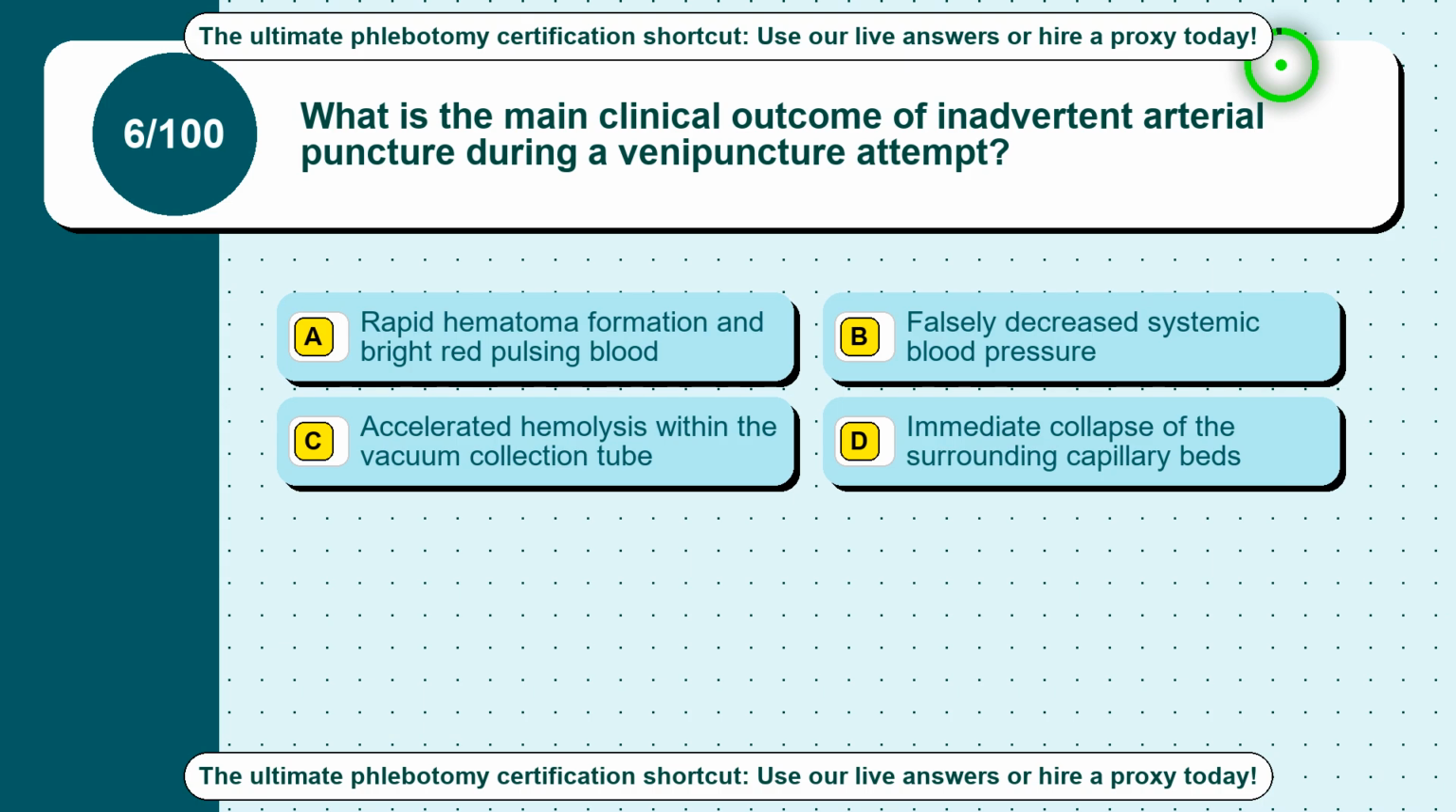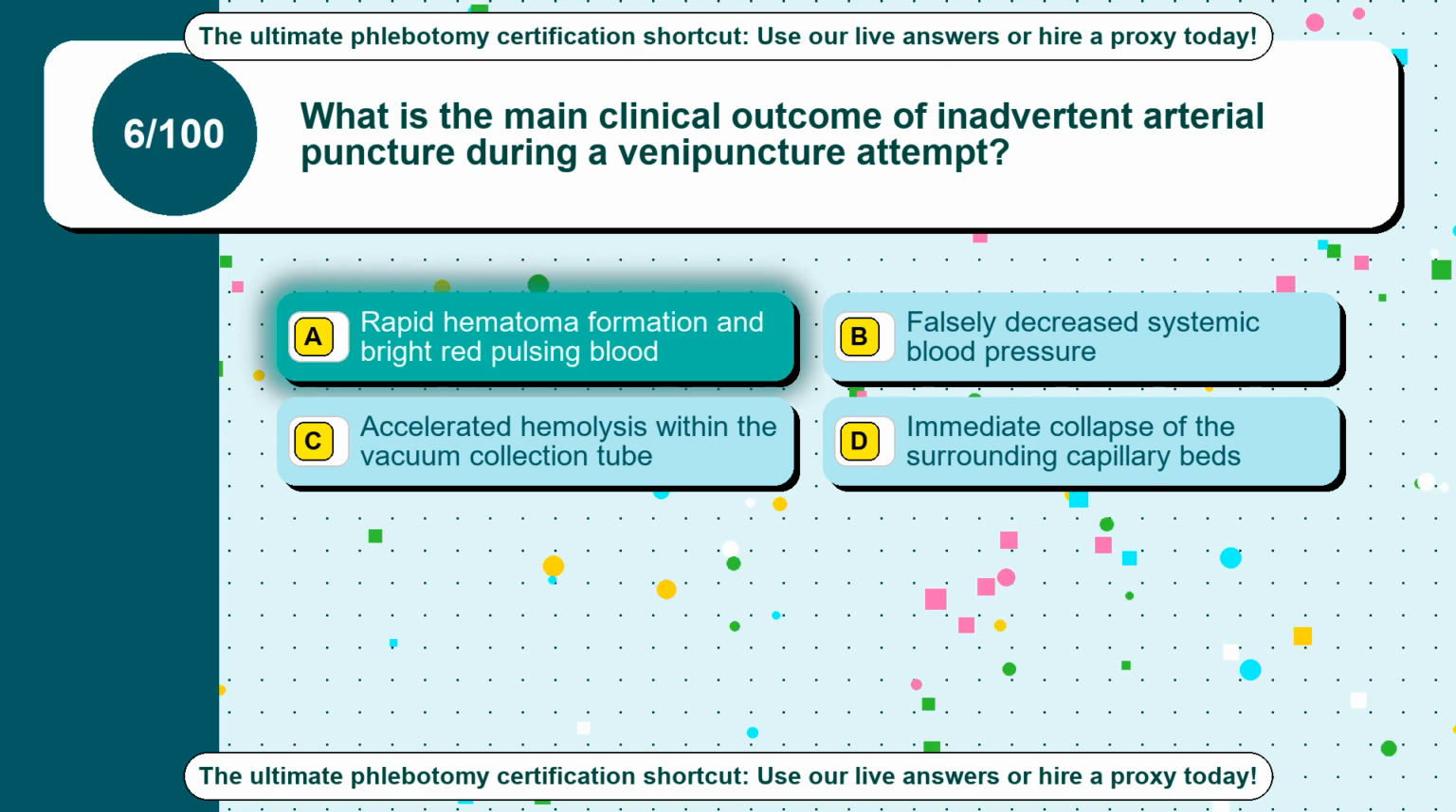Question 6. What is the main clinical outcome of inadvertent arterial puncture during a venipuncture attempt? Option A. Rapid hematoma formation and bright red pulsing blood. Option B. Falsely decreased systemic blood pressure. Option C. Accelerated hemolysis within the vacuum collection tube. Option D. Immediate collapse of the surrounding capillary beds. The correct answer is option A.